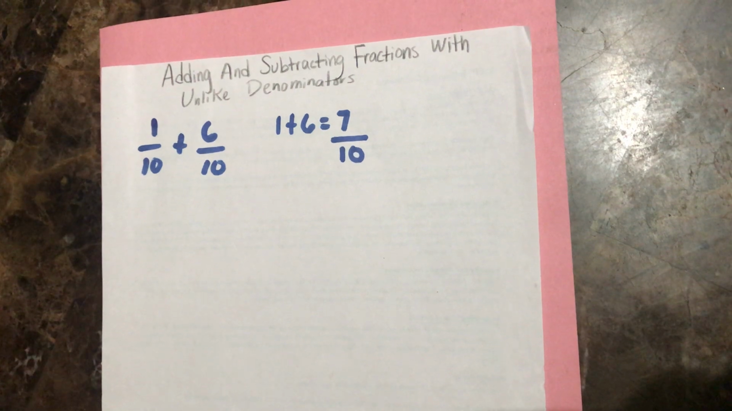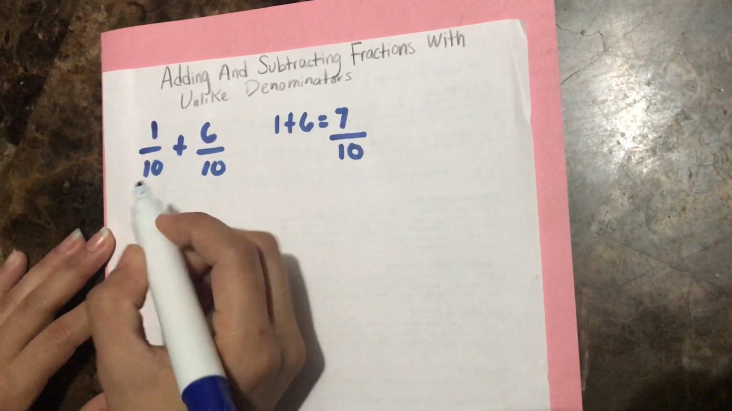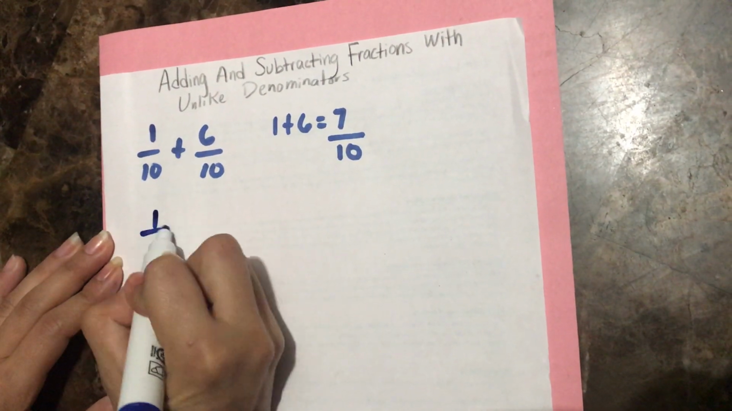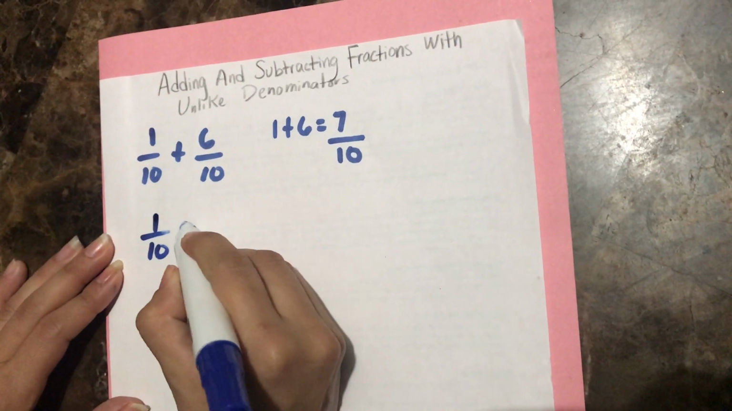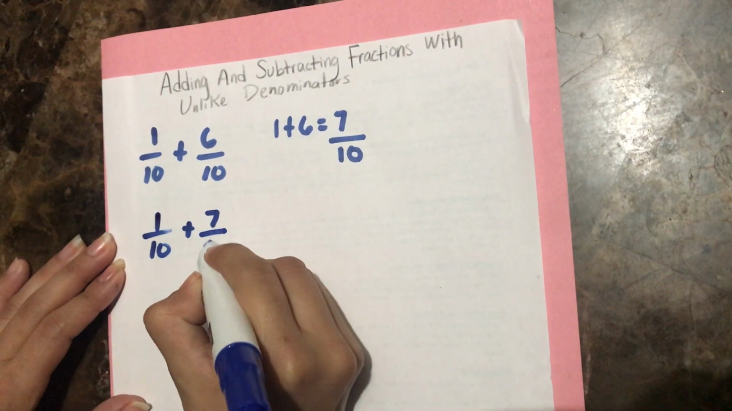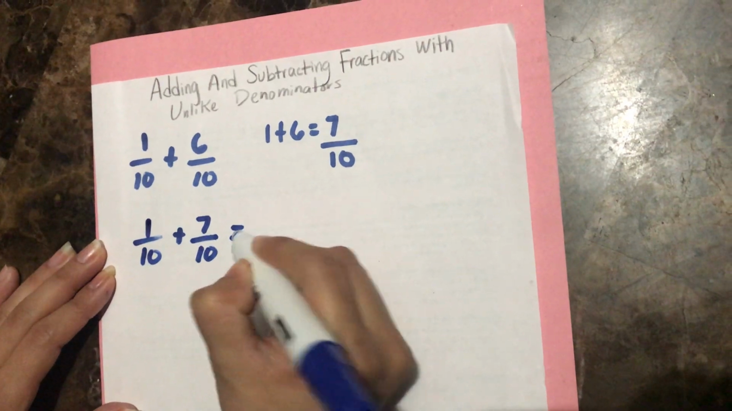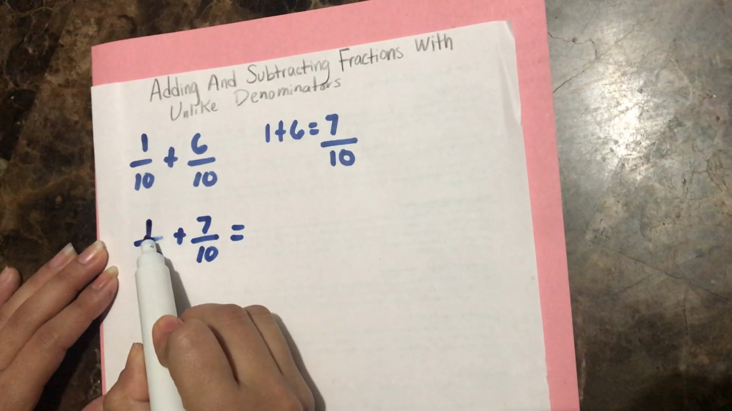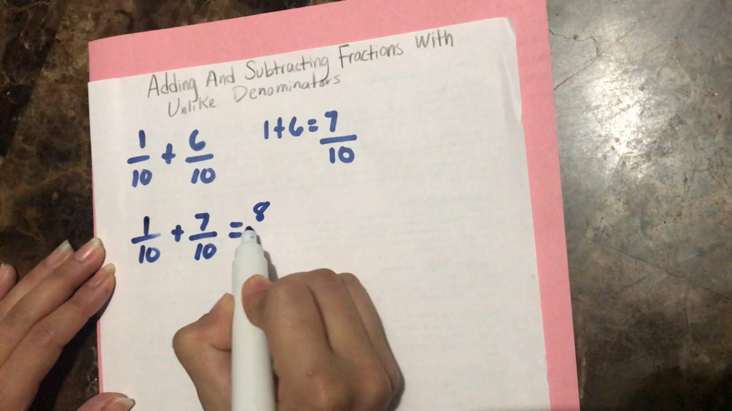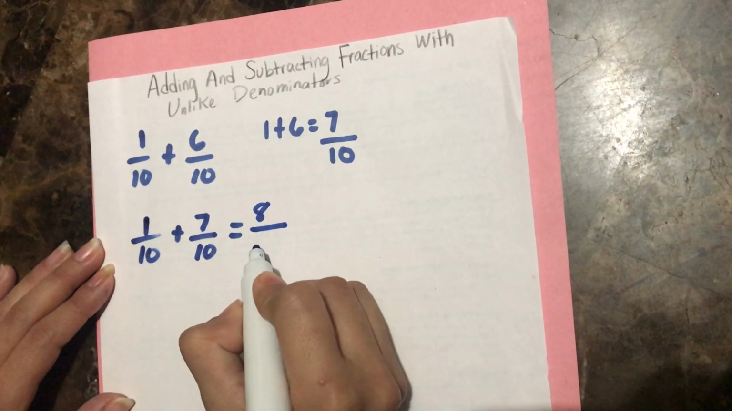Now let's take a few examples. Here we have 1 over 10 plus 7 over 10. So this equals, so 7 plus 1 equals 8. The denominator stays the same.